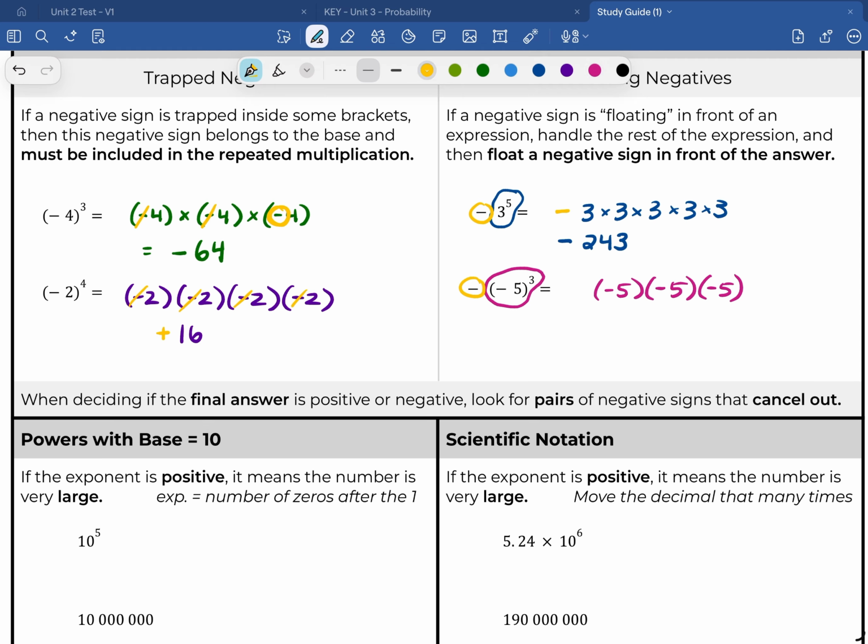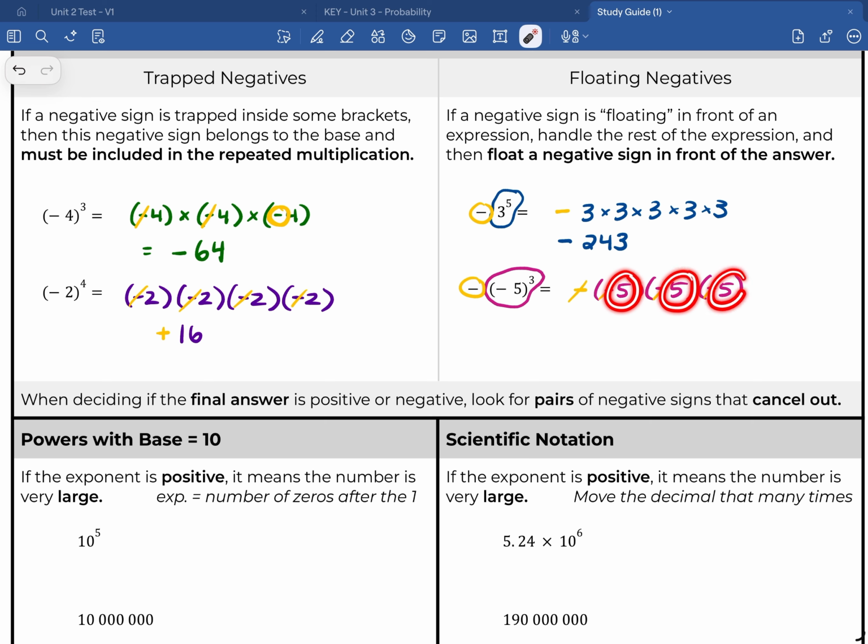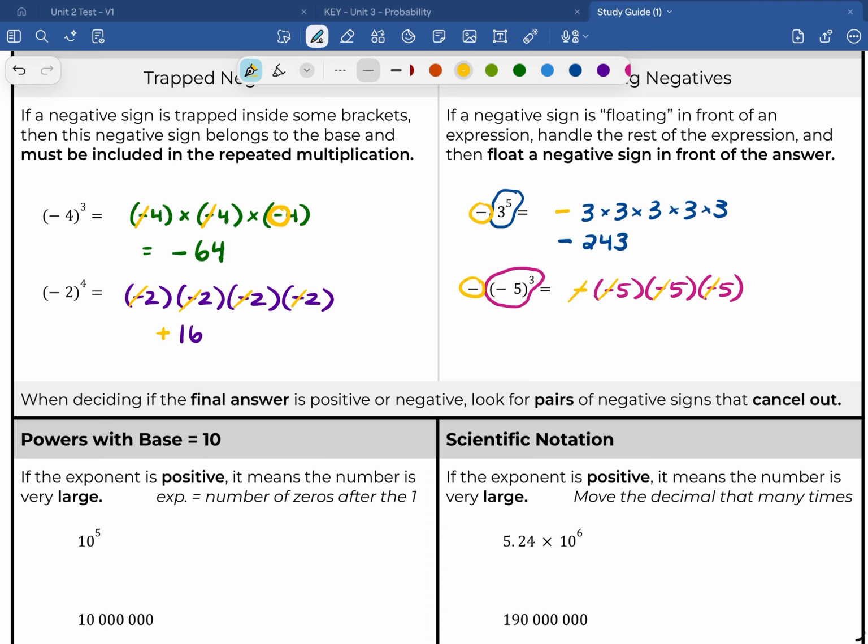But we have this negative right here. So we're going to slap that in front. And now we can use this negative when we start to cancel things out. So we can cancel out those two and those two, which leaves our answer as being positive. We just now have to decide what actually is 5 times 5 times 5, which we saw up here is 125.